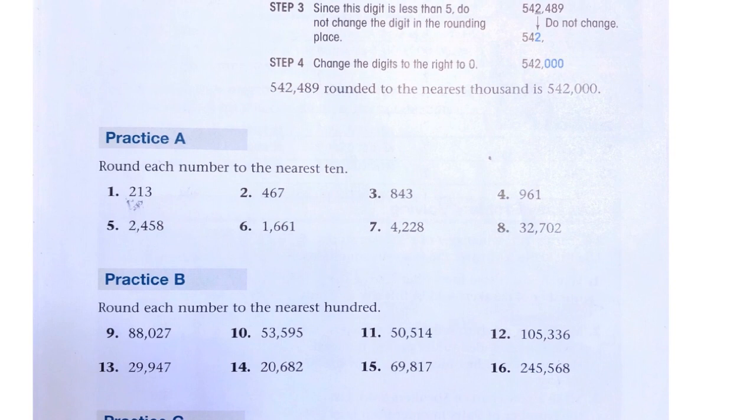Let's try practice A and round each number to the nearest 10. 10 is the 1 here, and we're going to then look at the 3. If 3 is less than 5, then it is going to become a 0 and the 1 stays the same. So it rounds to 210. 6 is in the tens place, and 7 is to the right of that. 7 is greater than 5, so 6 is going to have 1 added to it. The number will be 470. 467 rounded to the nearest 10 is 470.